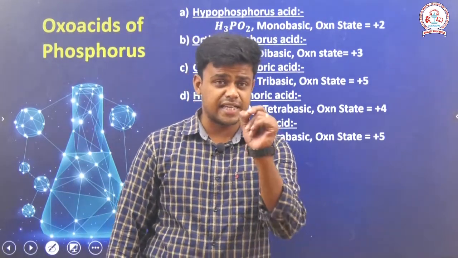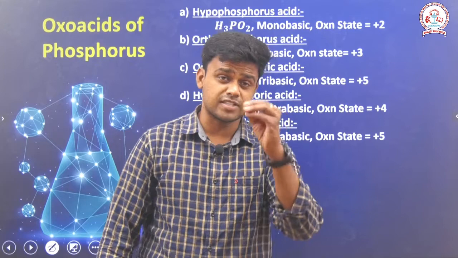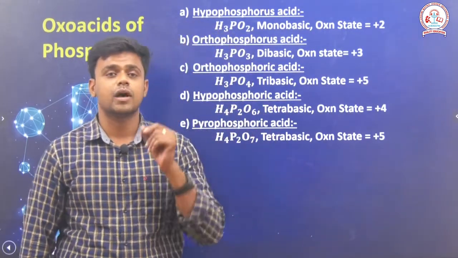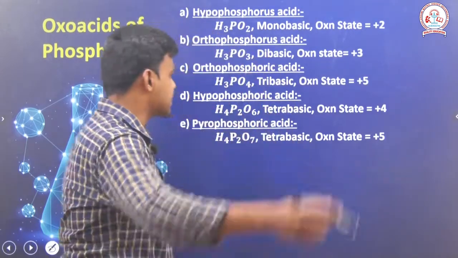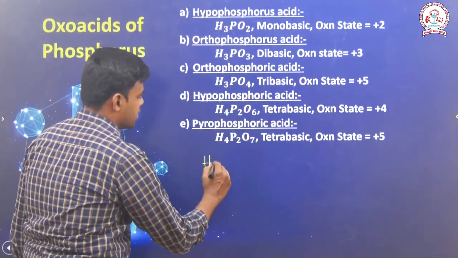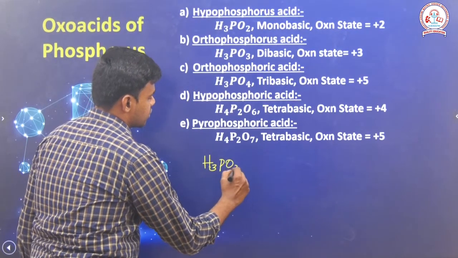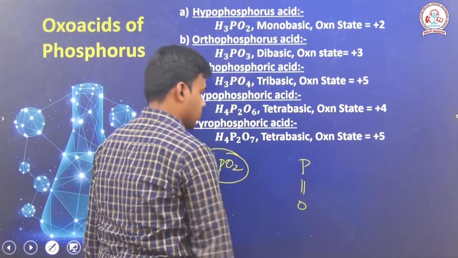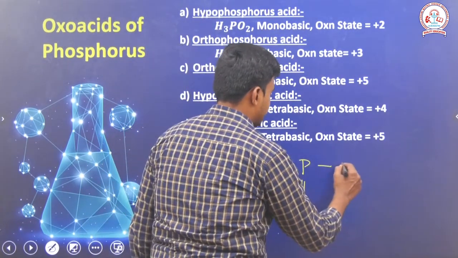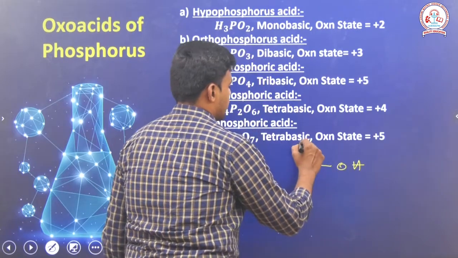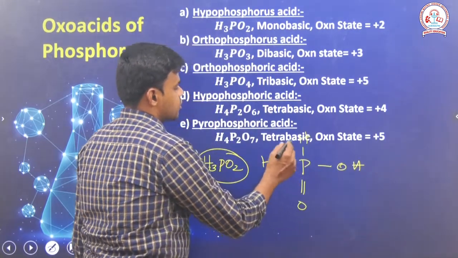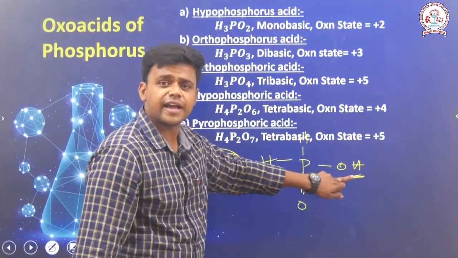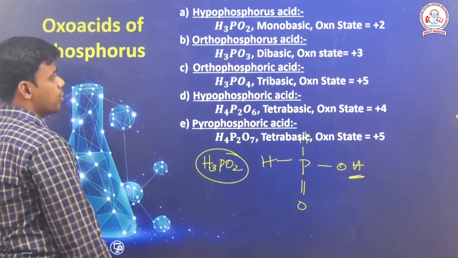The term monobasic clearly states that even though hypophosphorus acid has 3 hydrogen, only 1 hydrogen is replaceable, or only 1 hydrogen is ionizable. Let us see the structure. H3PO2. So this is the whole formula, and if you write it, it is P double bond O, around which you will find OH, H and H. So H3PO2, out of which only 1 hydrogen is ionizable actually. So that's why it is a monobasic acid.